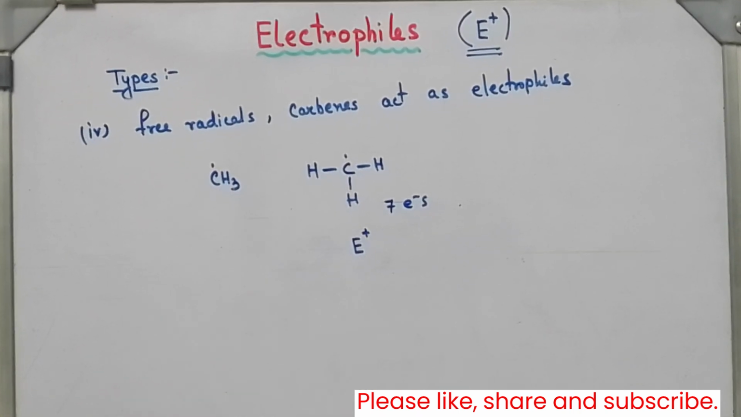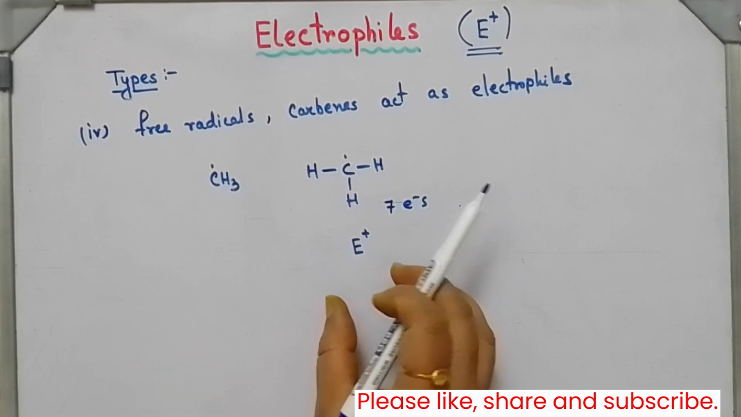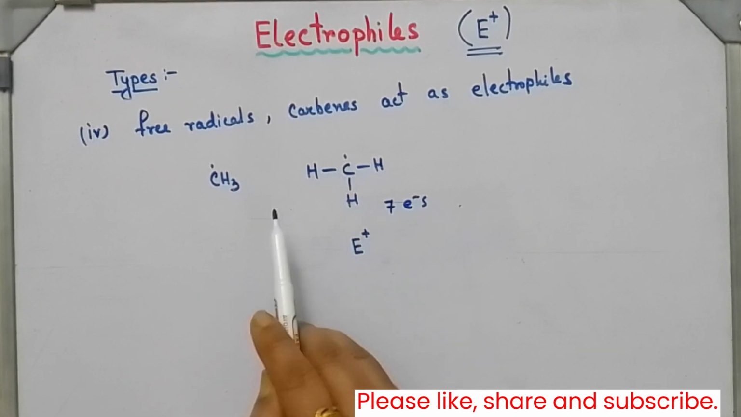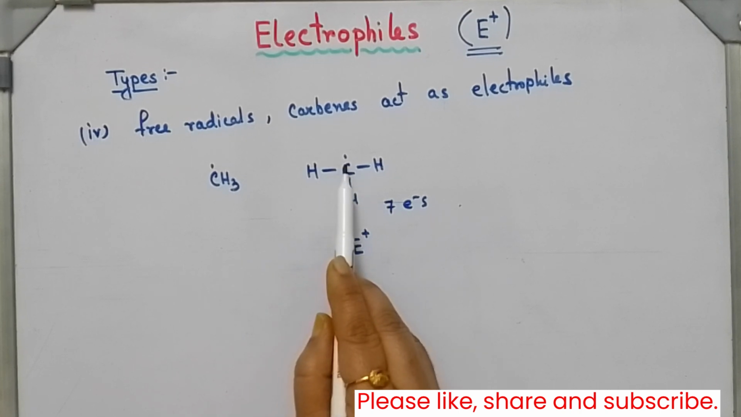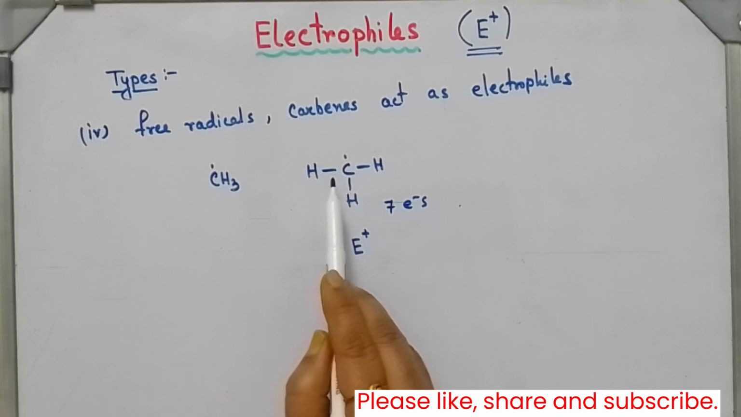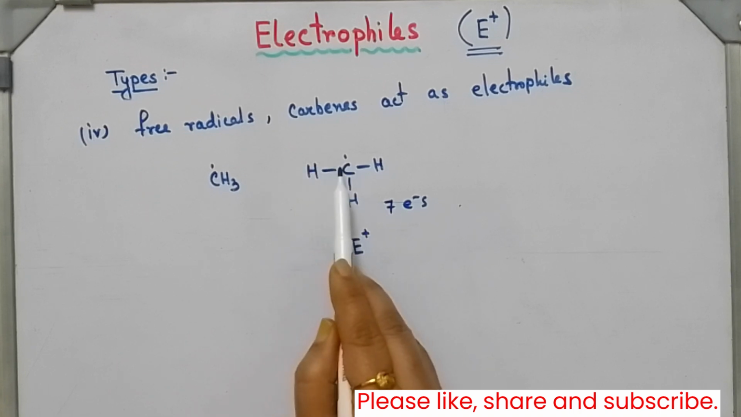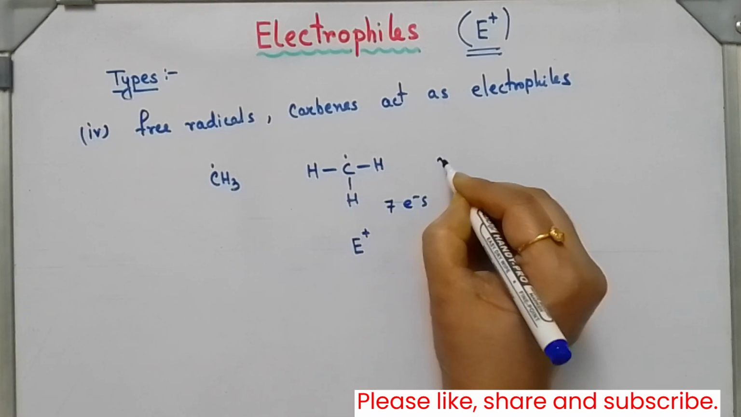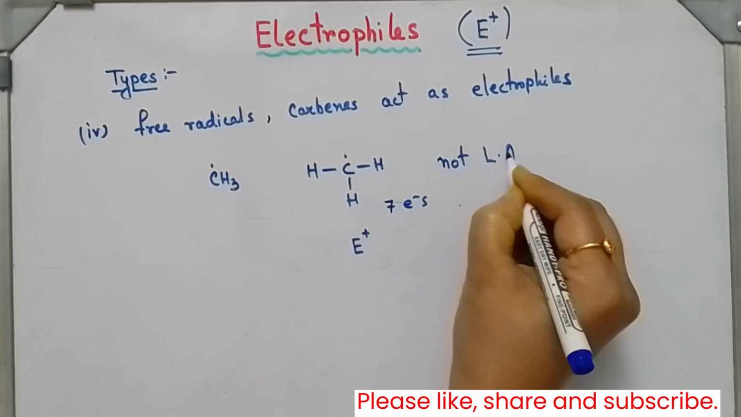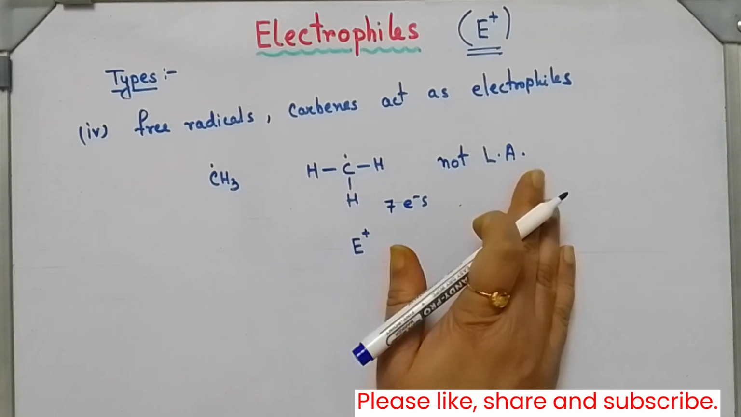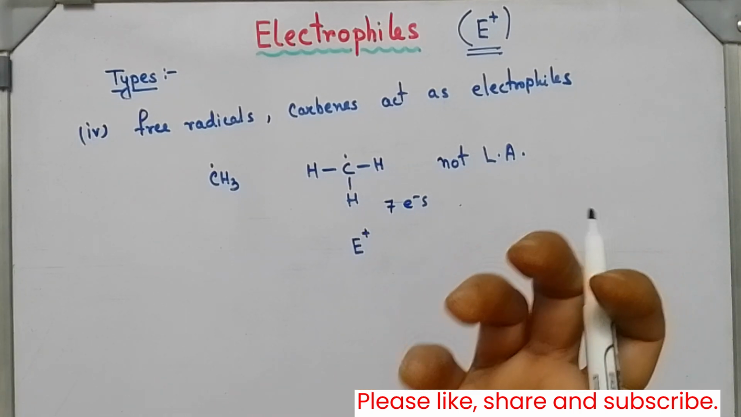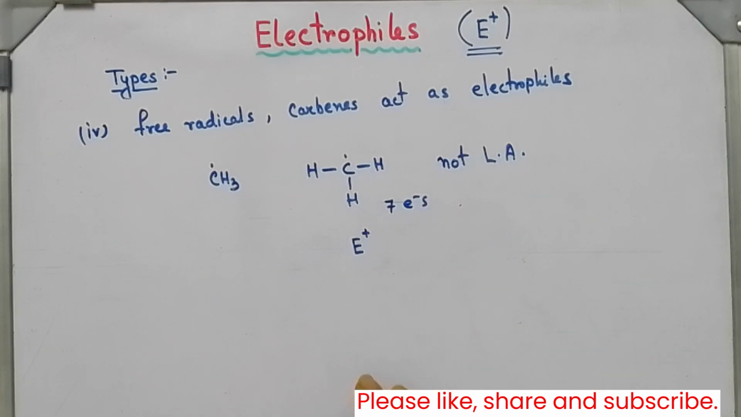But methyl free radical or free radicals are not Lewis acid because to be Lewis acid it should take 2 electrons, but here it will take 1 electron. That's why to be Lewis acid it should take lone pair of electrons, but here it will take only 1 electron. So it is electrophile, but it is not Lewis acid. So all electrophiles are not Lewis acids, but all Lewis acids are electrophiles because Lewis acid will take electrons.